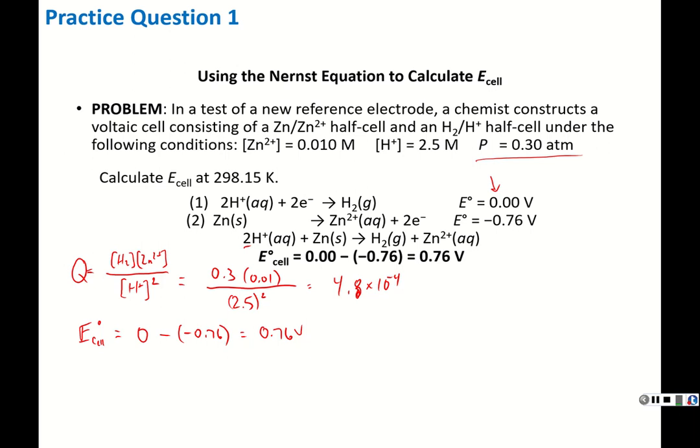So our cathode is going to be the one with the highest reduction potential, which in this case would be hydrogen. And now we can calculate our cell potential at the concentrations given. It's just going to be our standard cell potential. Remember, those are all at 1 molar concentrations.